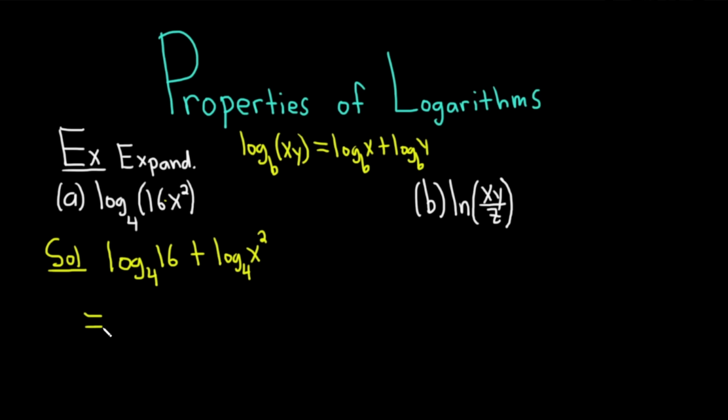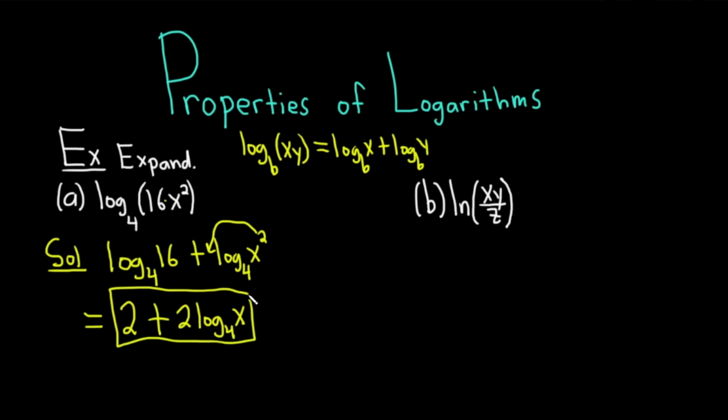This is equal to, in the next step we can do some math. We have log base 4 of 16. When you look at this, you ask yourself, 4 to what power is going to give you 16? 2, and that's the answer. Plus, because we have an exponent on the x, we can bring it down and put it in the front. That's called the power rule. We have 2 log base 4 of x, and that would be the fully expanded form for part A.